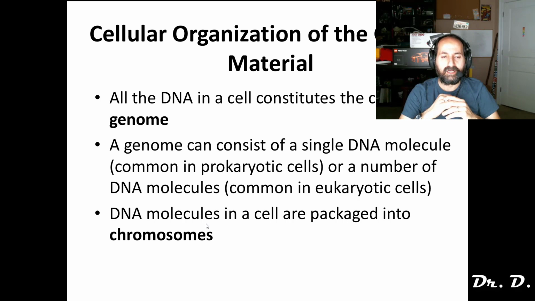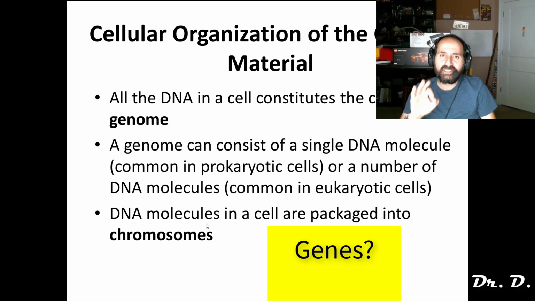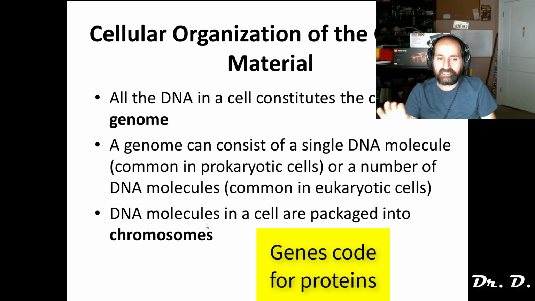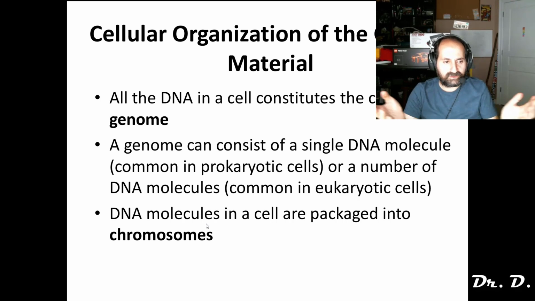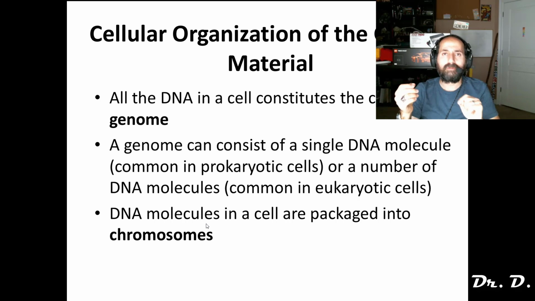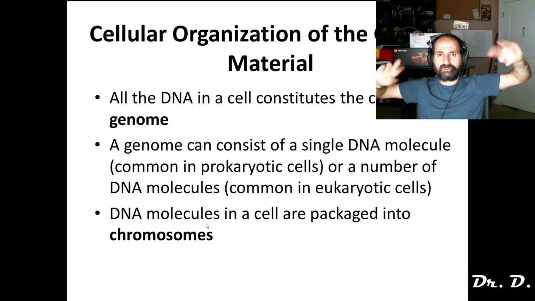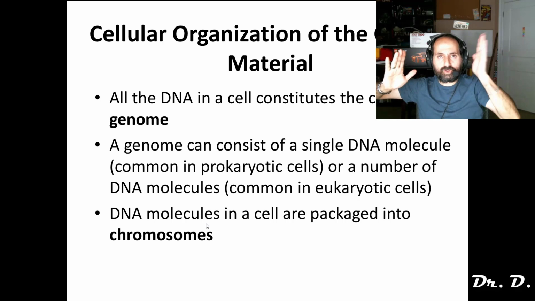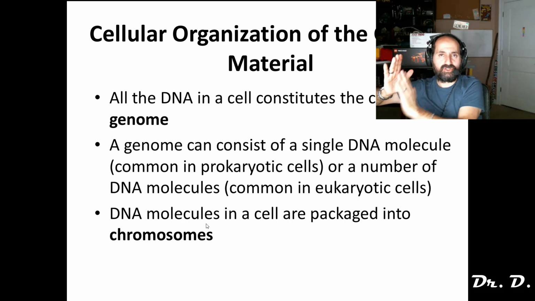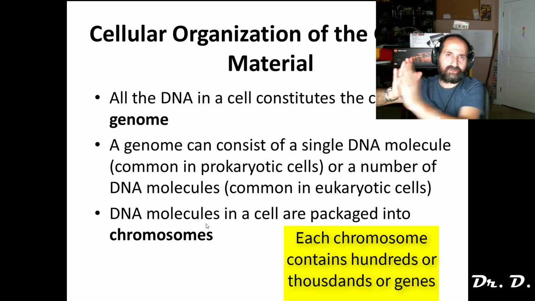So what are genes then? Before we move on, what are genes? What you need to know is that genes are the genetic information that codes for a particular protein. Genes code for proteins. And where are the genes in your genome? Well, they're on your chromosome. So if a chromosome is a double-strand DNA, each chromosome can contain the information for hundreds or thousands of genes.